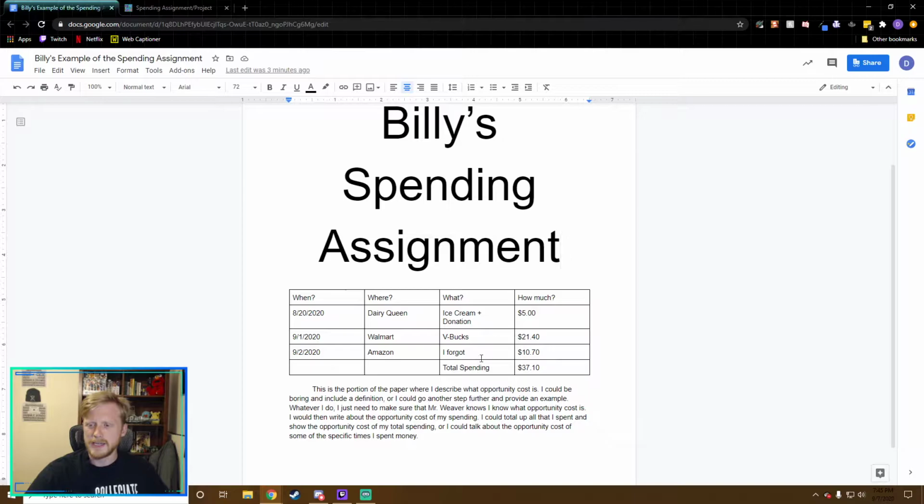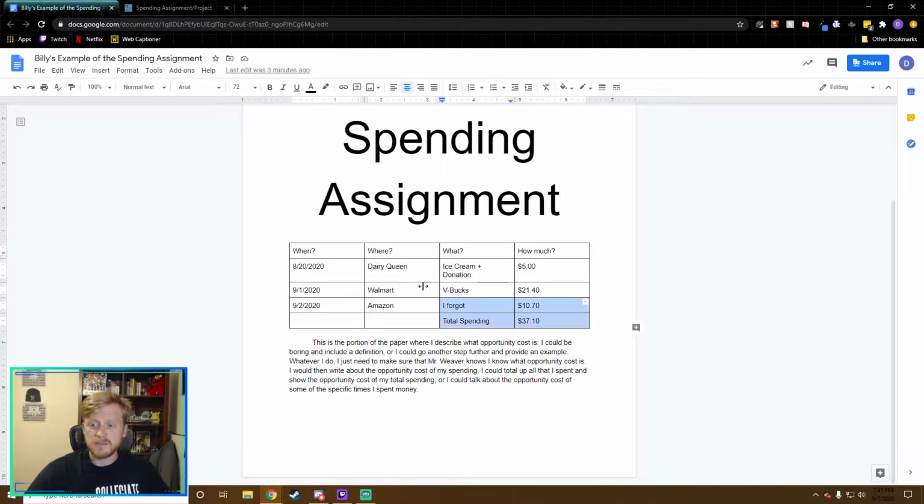Billy did include his table, which is formatted very nice, by the way. The only thing I would do is add some flair, maybe bold these headers, that way I can see that these are the headers and these are the things inside each one. Oh, he even added total spending here. I probably would have bolded that too. Go ahead and do that for Billy. But you see, Billy did a great job.